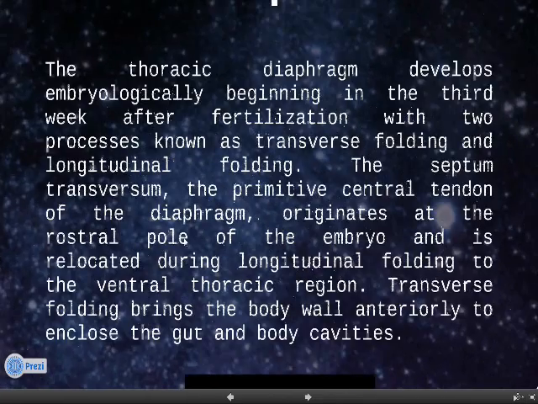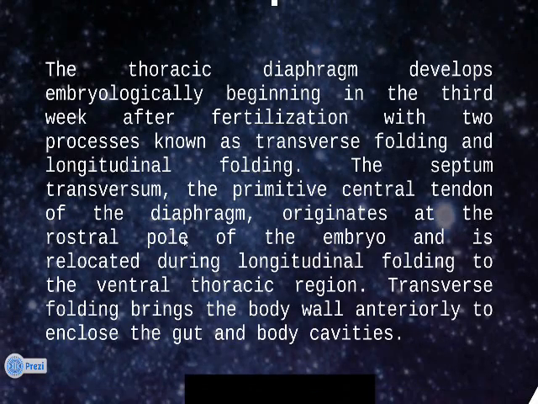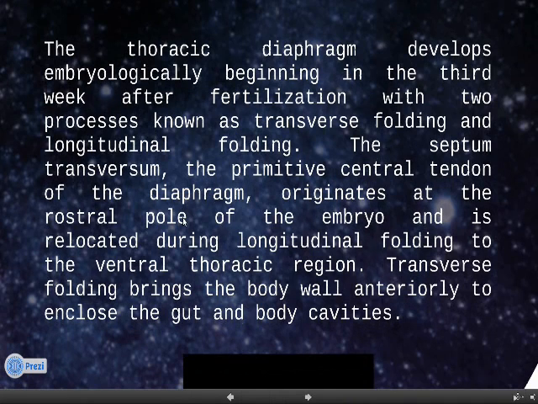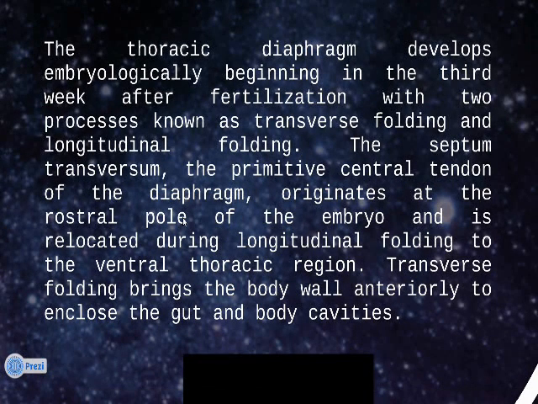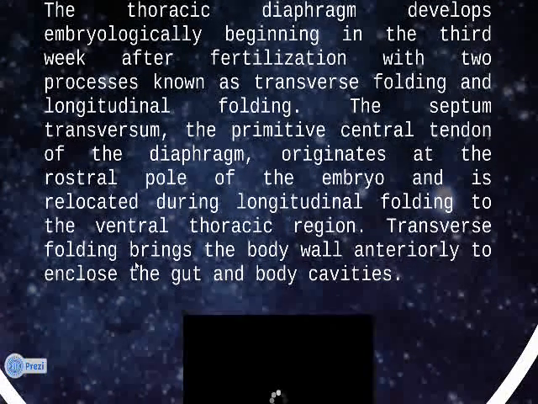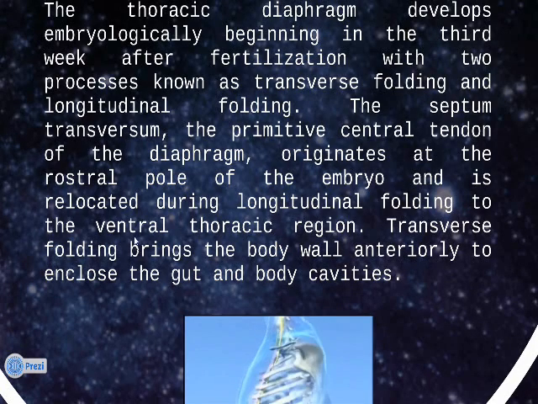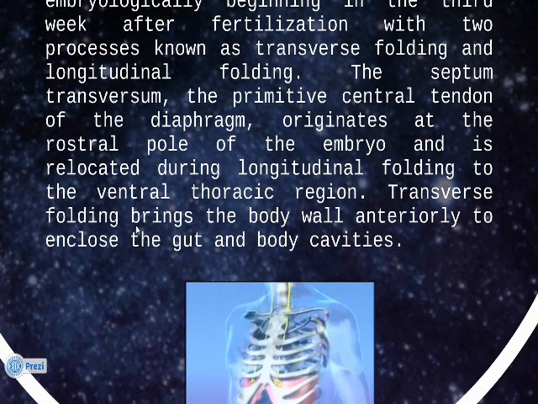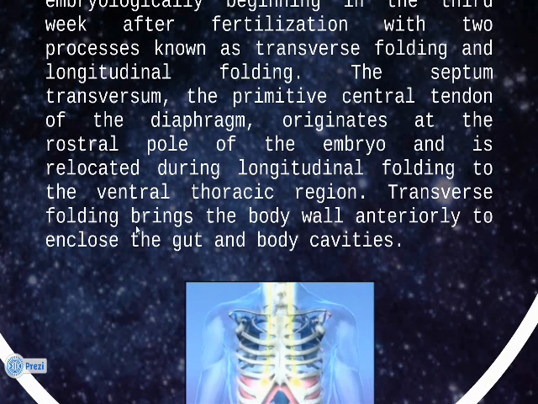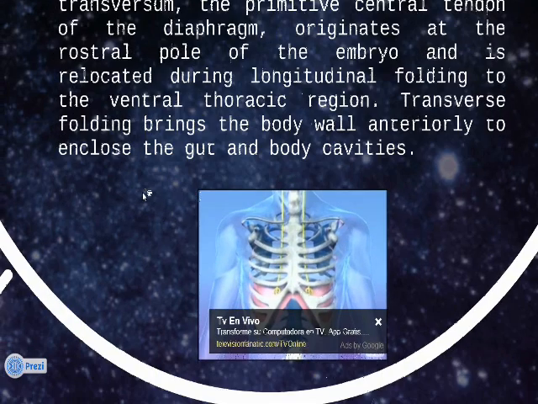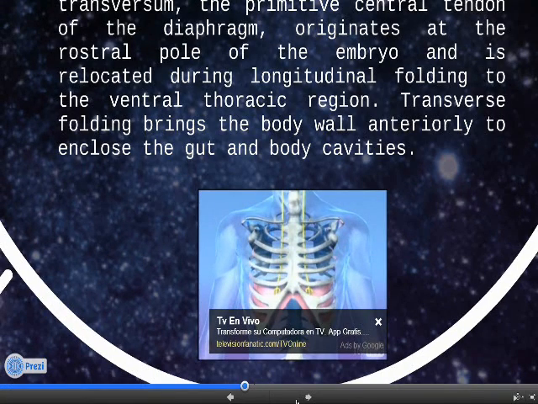Development. The thoracic diaphragm develops embryologically beginning in the third week after fertilization, with two processes known as transverse folding and longitudinal folding. The septum transversum, the primitive central tendon of the diaphragm, originates at the dorsal pole of the embryo and is relocated during longitudinal folding to the ventral thoracic region. Transverse folding brings the body wall laterally to enclose the gut and body cavities.